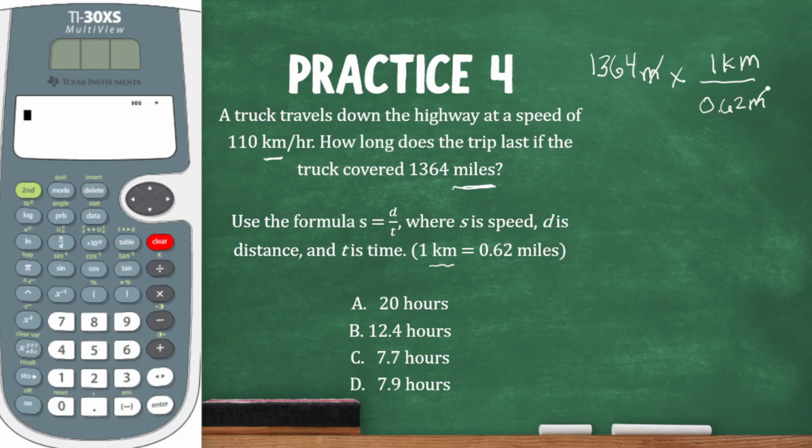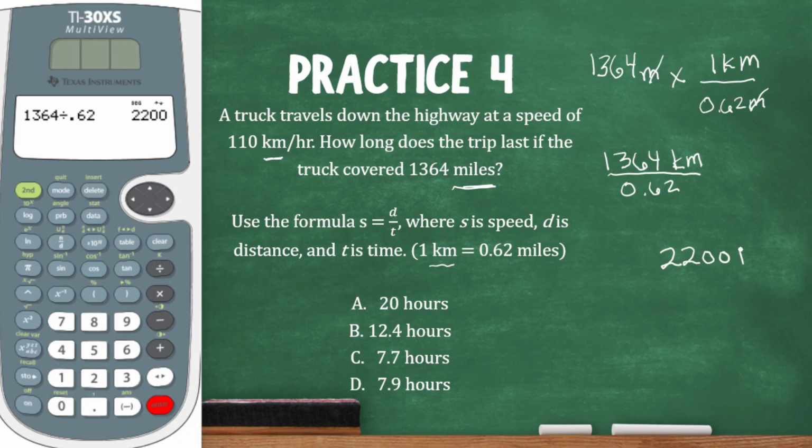Miles and miles cancel out. And so 1364 times 1 is 1364 kilometers over 0.62. And that means divide, so let's divide. 1364 divided by 0.62, and that's equal to 2,200 kilometers. So that's the distance I'm going to work with for this problem.